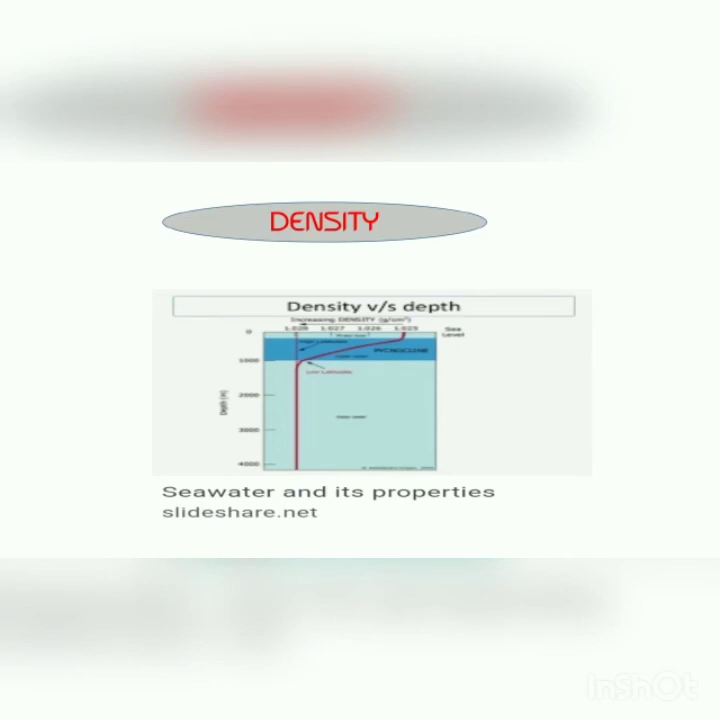So children, in the last video we have discussed about density, and in this video we have seen about the Dead Sea. In the next coming video, children, we'll be seeing about the landlocked sea. So children, continue with your eye exercise before starting up with the next video.